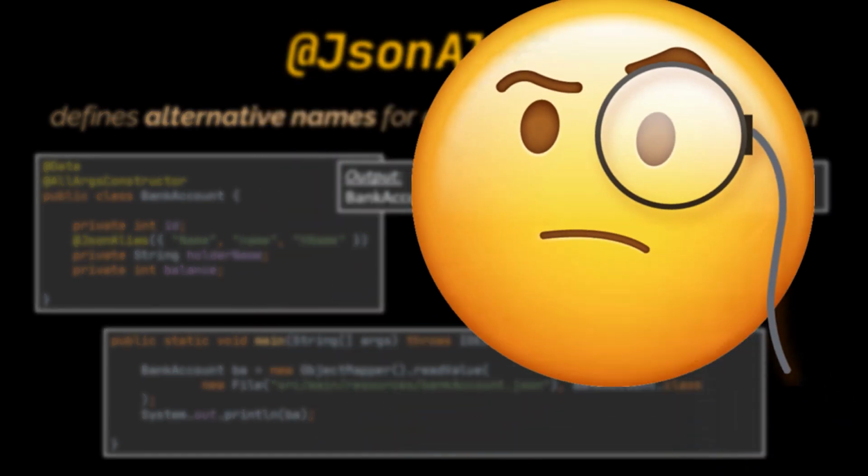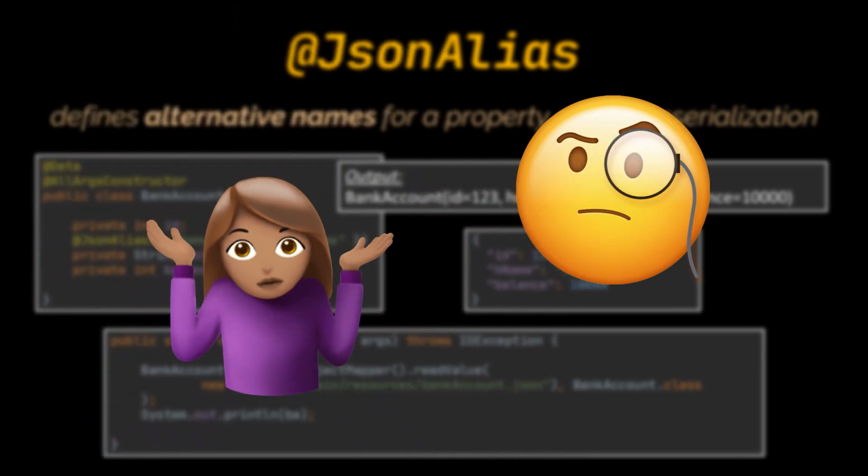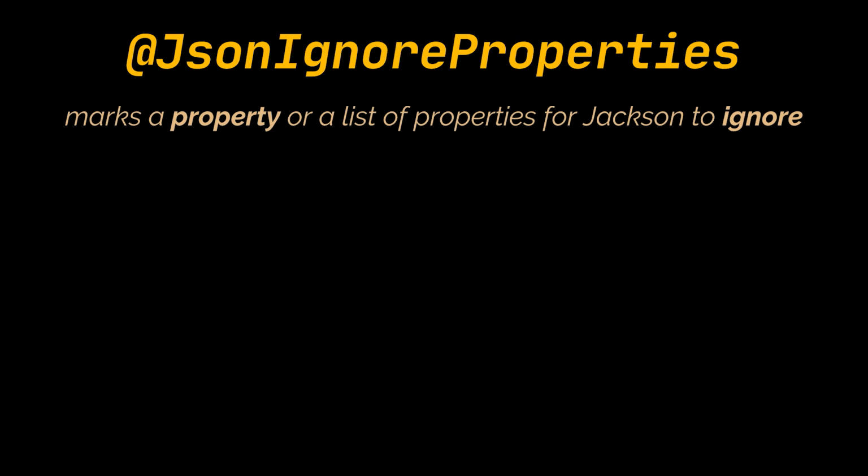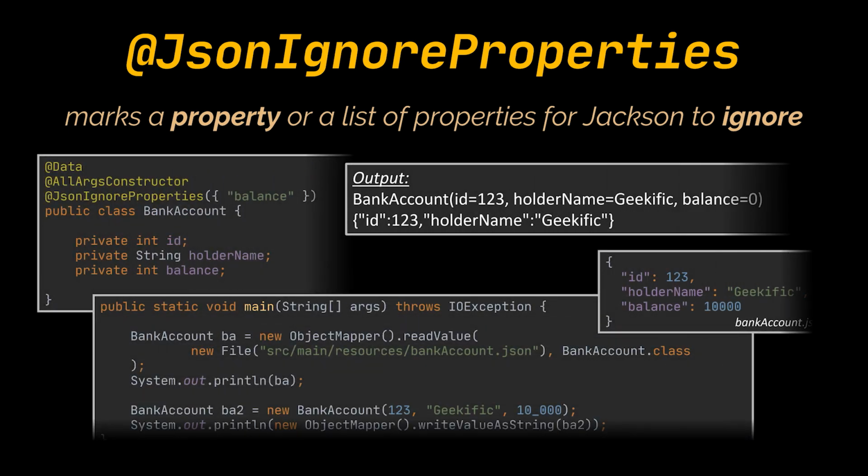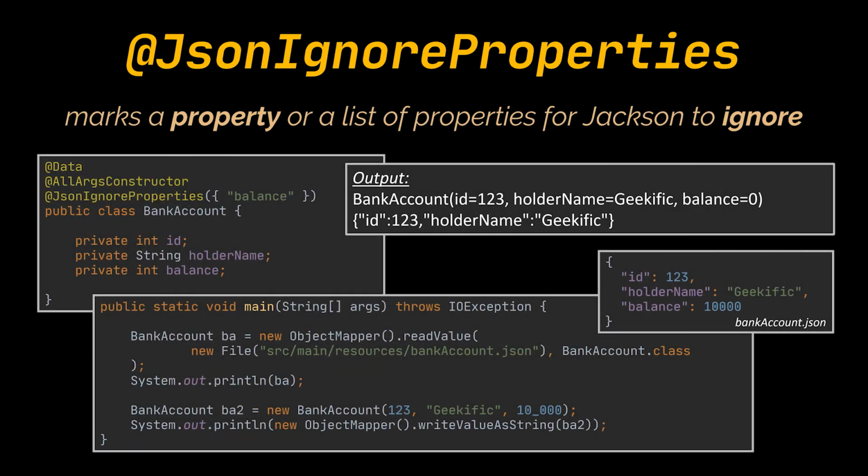Okay, serializing and deserializing is nice, but what if we wanted to explicitly include or exclude certain attributes from either of these processes? Which annotations should we use? First, the @JsonIgnoreProperties is a class-level annotation that marks a property or a list of properties that Jackson will ignore. Let's take a look at a quick example in which we try to ignore the property balance of our BankAccount class. As you can see, the balance attribute was ignored from both the serialization and deserialization processes.